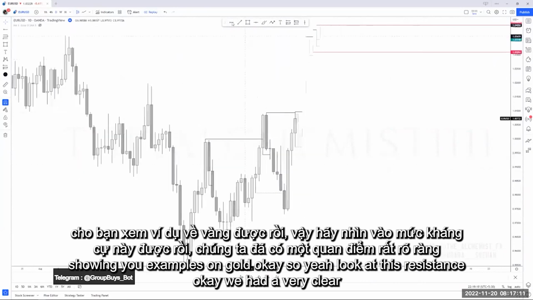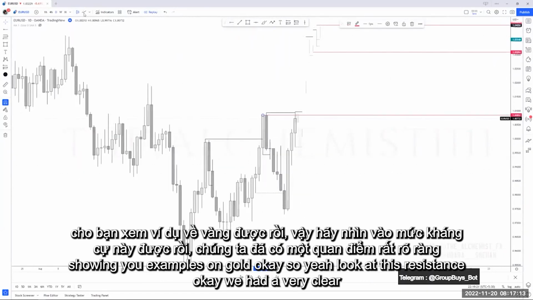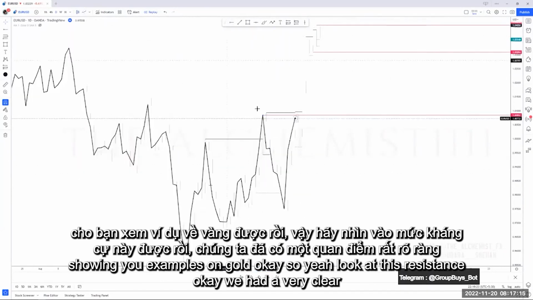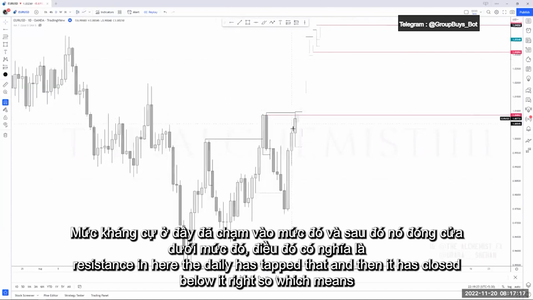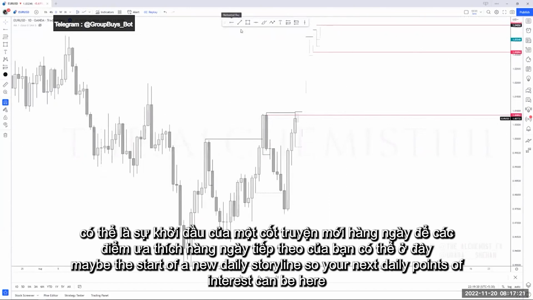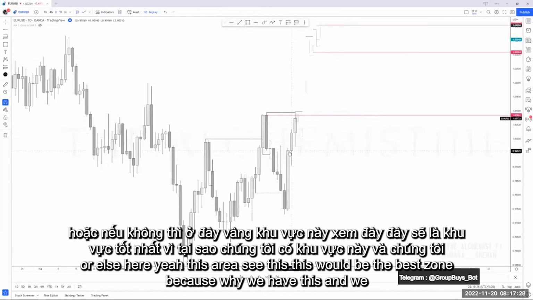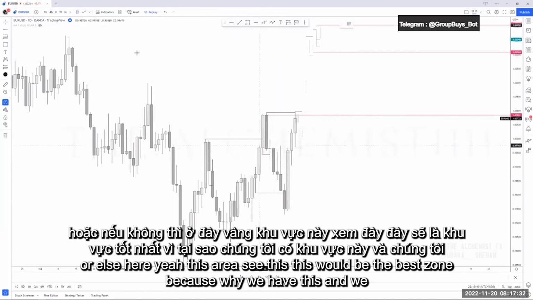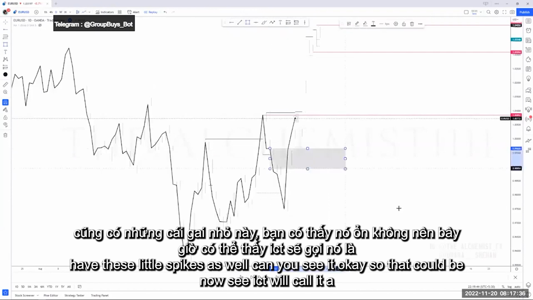Okay, so look at this resistance. We had a very clear resistance in here. The daily has tapped that, and then it has closed below it, right? So which means maybe the start of a new daily storyline. So your next daily points of interest can be here, or else here. These areas. This would be the best zone because we have this, and we have these little spikes as well. Can you see it?